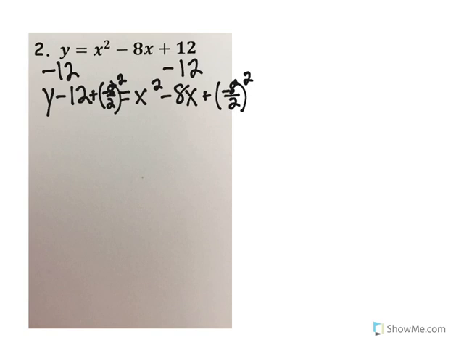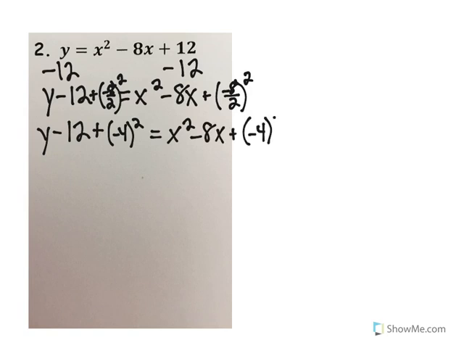Do you think that's something you could do with mental math instead of me having to write negative 8 divided by 2? Could you just say, oh, negative 4? I would appreciate, and so would your future math teachers, if you're able to do these things in your head. Negative 8 divided by 2, right? You said negative 4. So it's going to be negative 4 squared equals x squared minus 8x plus negative 4 squared.